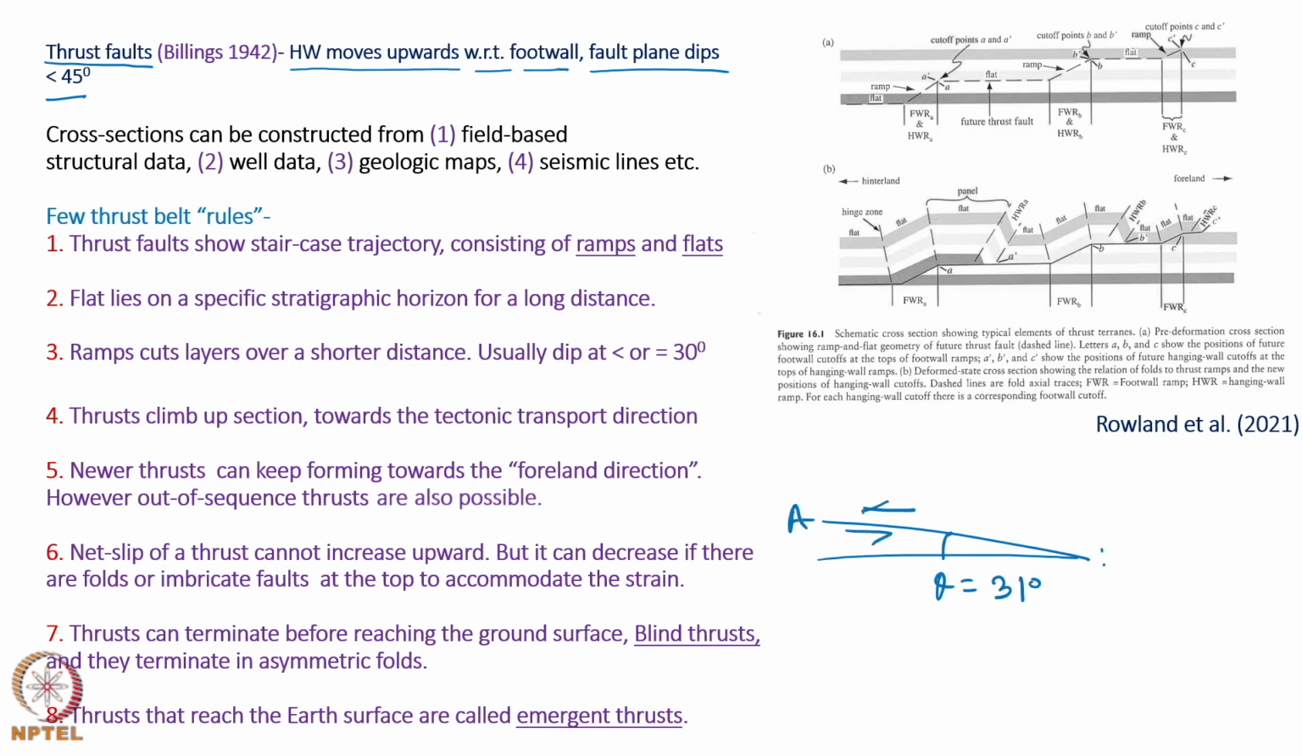Say on the inclined plane AB, there has been a reverse fault like movement, and the AB plane dips at 31 degrees. Since it is less than 45 degrees, we can call the AB plane a thrust. We will come across the term cross sections in cross section balancing.